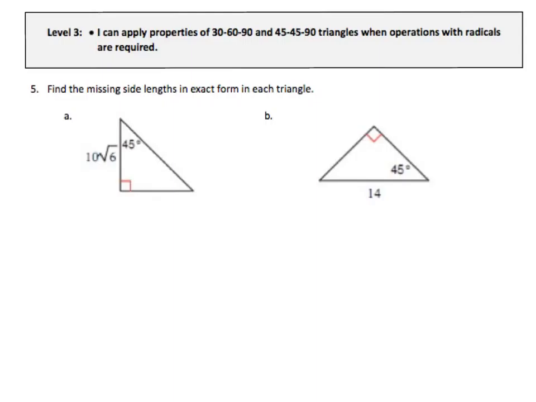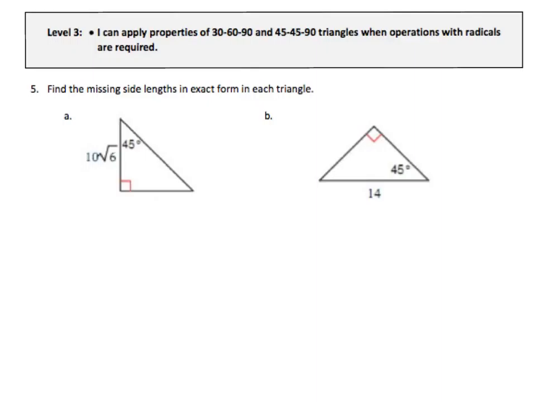All right, level 3s is applying properties of 30, 60, 90 triangles and 45, 45, 90 triangles when operations with radicals are required. We're going to do the same thing that we have been doing. We always want to find A, but some things might happen once we get solving for the variables with radicals that we'll take care of. You do know all the skills that take care of the radicals. We just might need to remember those.